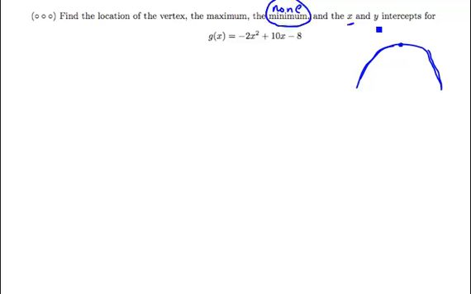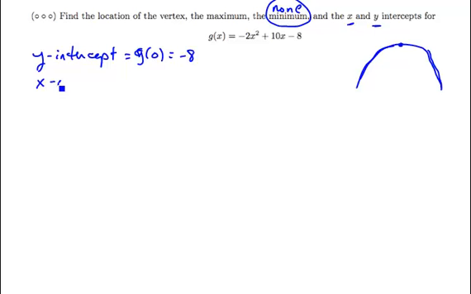And the y-intercept is the place where the x value is 0, and if you plug x equals 0 into here, you see that you get out -8. So the y-intercept is very straightforward. It's always the function evaluated at 0, which in this case is -8.